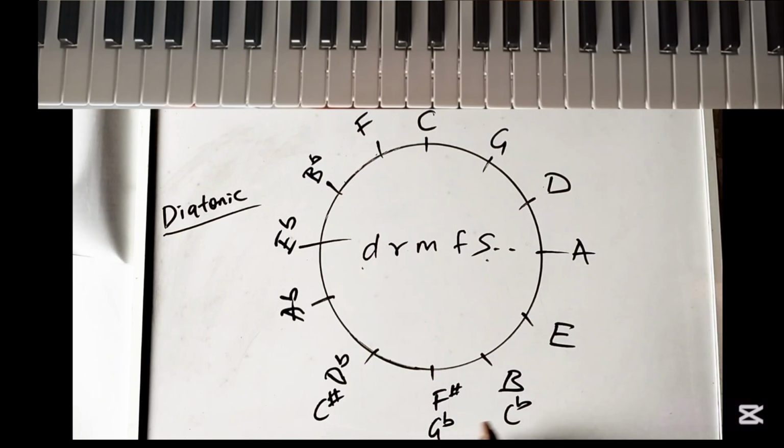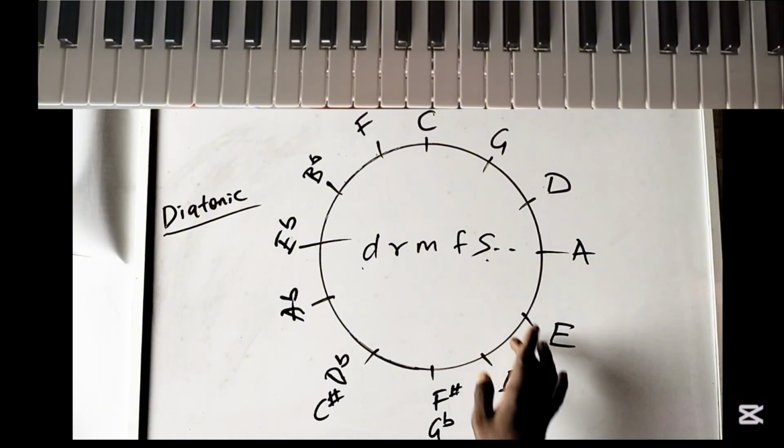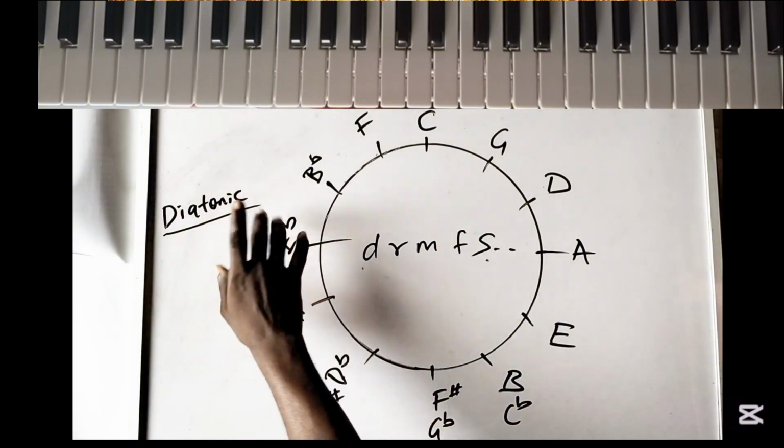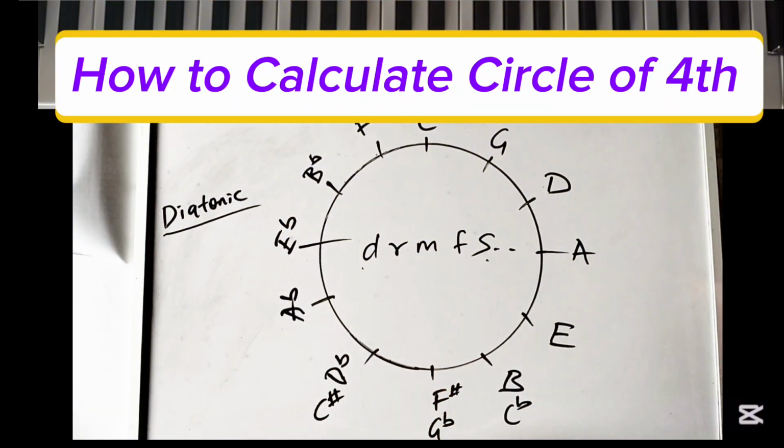But you remember that these keys are not actually used, even though they are in function, because if you want to play D flat, you are also playing C sharp. If you want to play F sharp, you are also playing its other name. But I don't want this video to be long. So this is called the circle of fifth using diatonic scale, ascending.